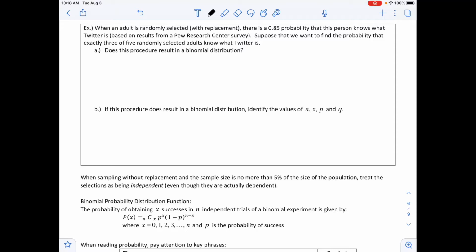So when you go through homework problems, and then also when you go through problems that are on a test, not everything's going to be a binomial experiment. So you're going to have to go through these requirements before you start the problem to make sure that you're actually dealing with a binomial distribution.